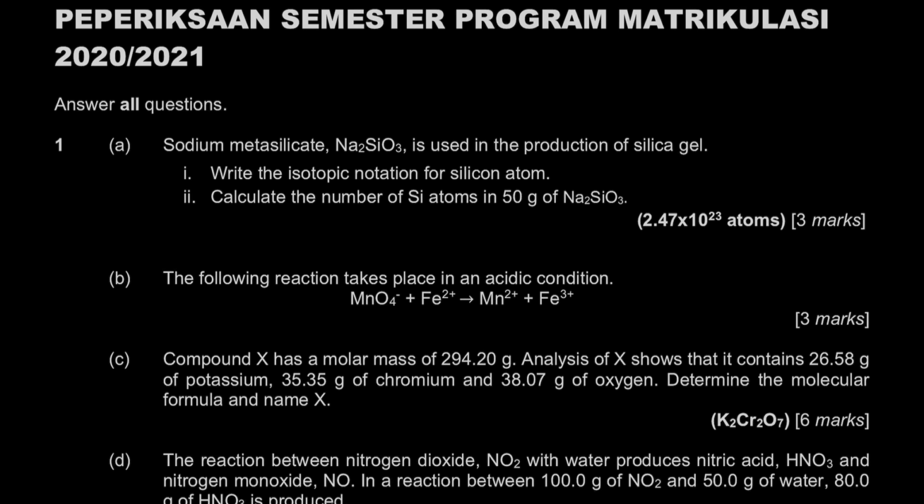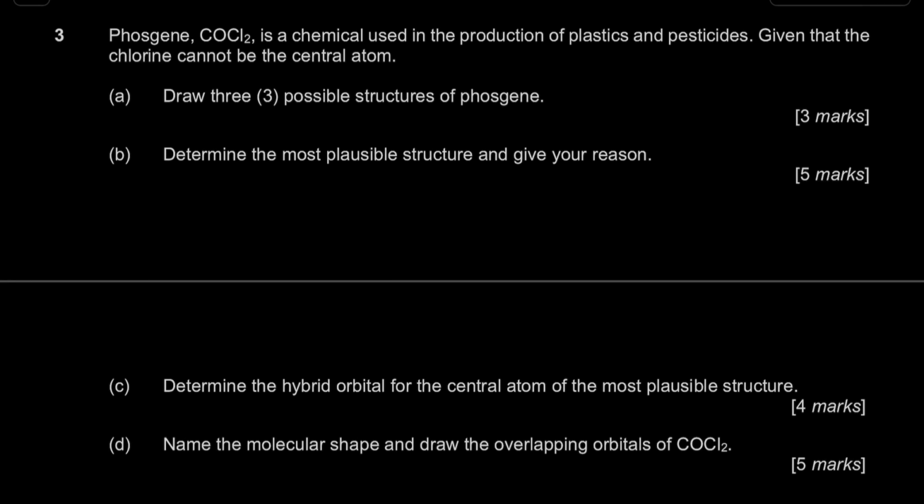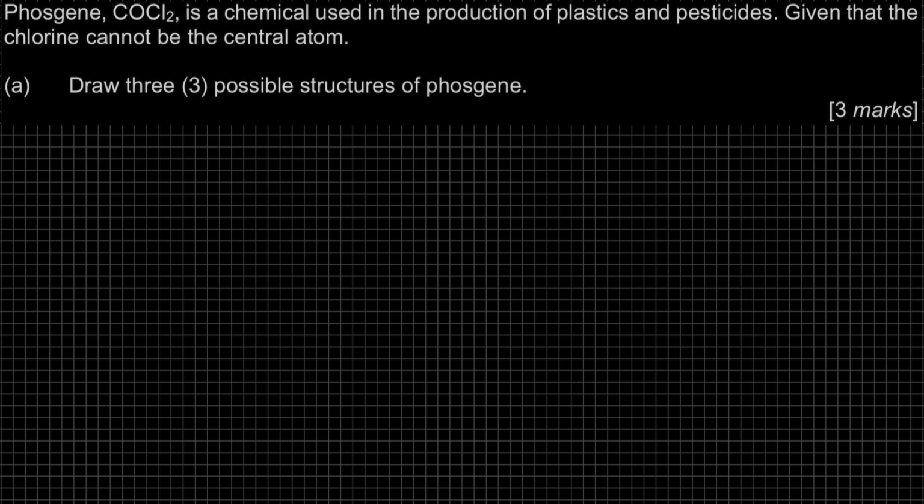In this video, we will discuss question number 3 involving chapter 4, chemical bonding. Question 3: phosgene, COCl2, is a chemical used in the production of plastics and pesticides. Given that the chlorine cannot be the central atom, (a) draw 3 possible structures of phosgene.